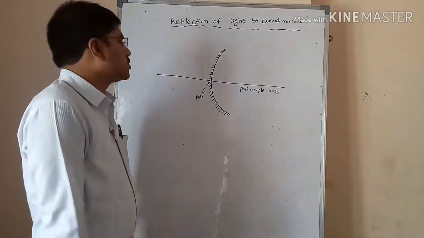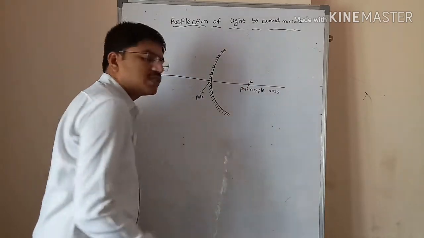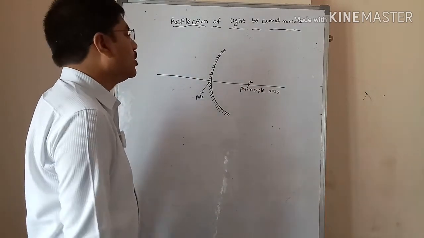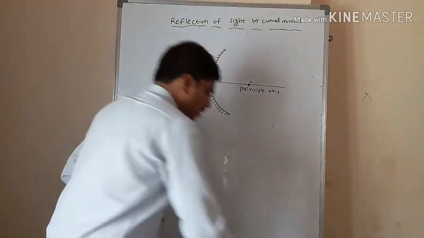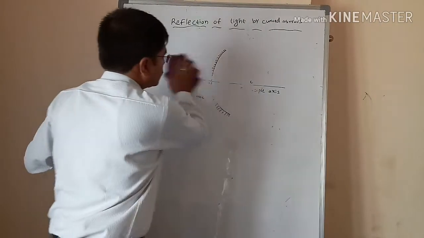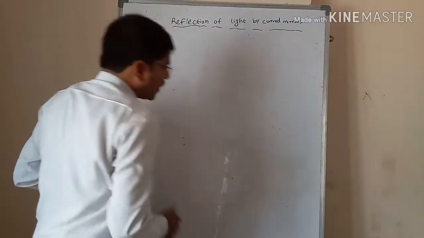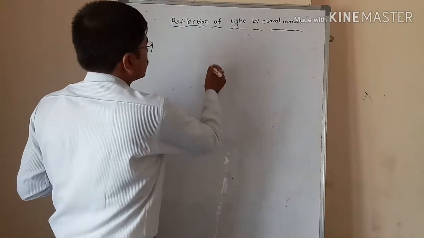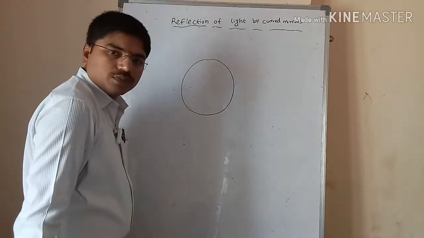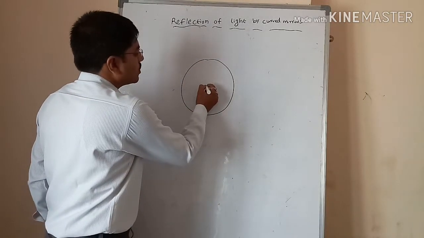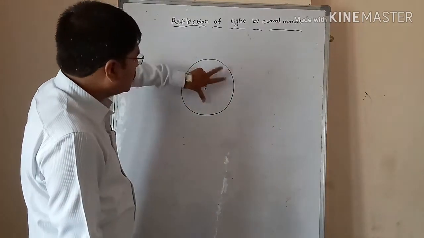The next one. One more word is there, that is center of curvature. You already know the center point. For that, I am going to give one example. Everyone knows the center of a circle, according to your mathematics. For example, it is a circle. Now you can see that this is the center point. This is the center of this circle.